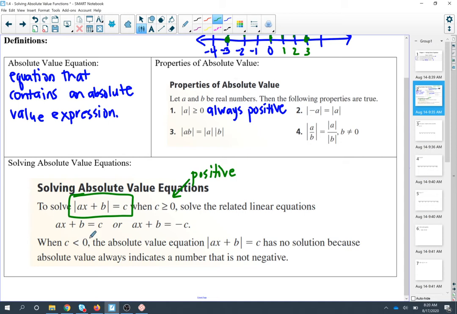Now, what about when C is negative? So that says less than 0. Well, if the C value here is negative, then this has no solution. And the reason it has no solution, and we're not even going to worry about it, is because how do you take the absolute value of something and get a negative answer? We just said distance can't be negative, so it's not true. It's not a true statement. It can't happen.